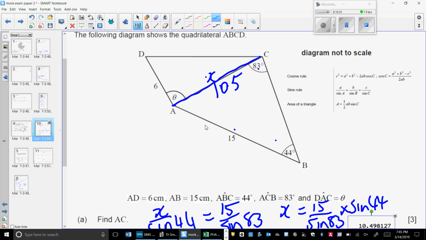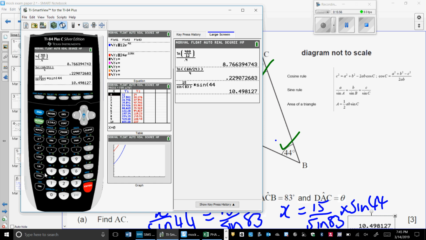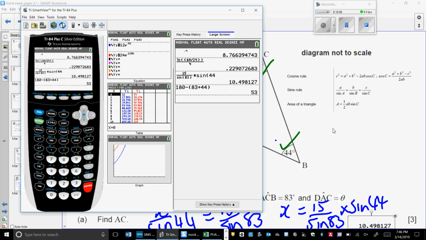So we know this length, which is great, and this angle, but we don't know this length. We know this angle, this length, not this one. So we know these two lengths, so this is the angle we need to use for the area rule. We know this one and this one, so we can work out this one in order to use it. So that's going to be 180 subtract 83 and 44. So that's 53.